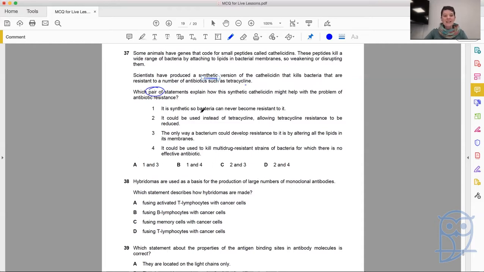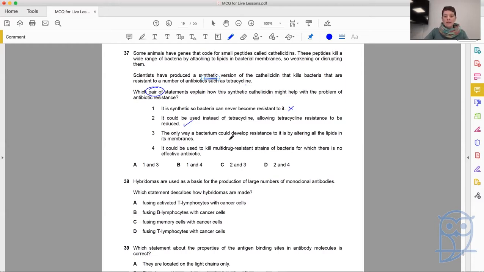So it is synthetic, so bacteria can never become resistant to it. Never say never again. Okay, and bacteria are constantly evolving, and you never know what's going to happen in their genetics. So maybe they actually then get a mutation that could alter their lipids. That means the catholycidin wouldn't be able to bind to it. So that one is not a good option. Option 2, it could be used instead of tetracycline, allowing tetracycline resistance to be reduced. Well, that's true, because it will kill the bacteria, even if they're tetracycline resistant.